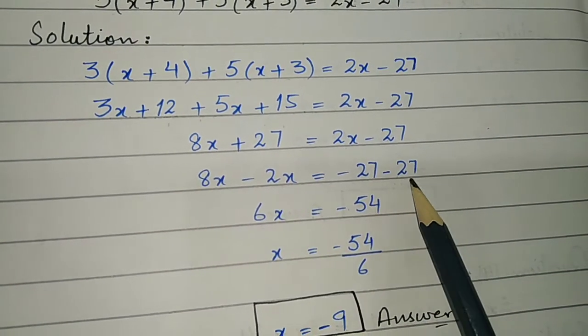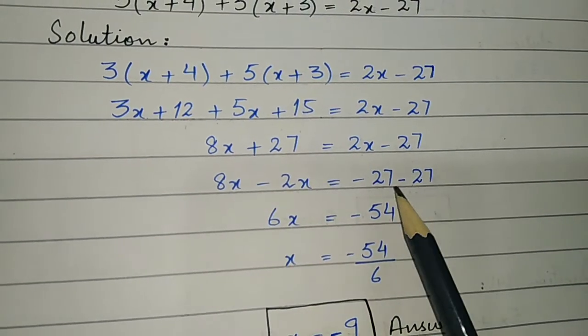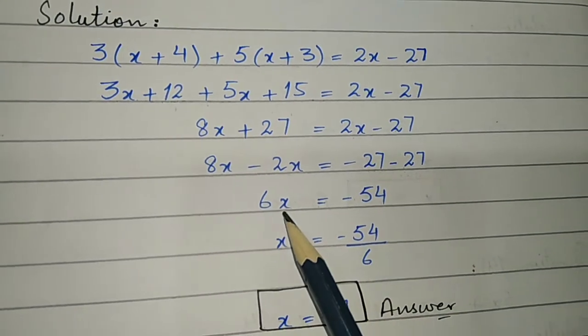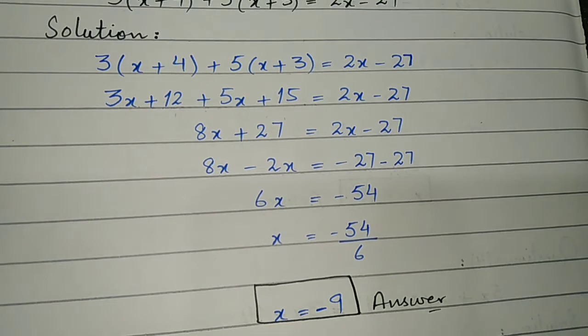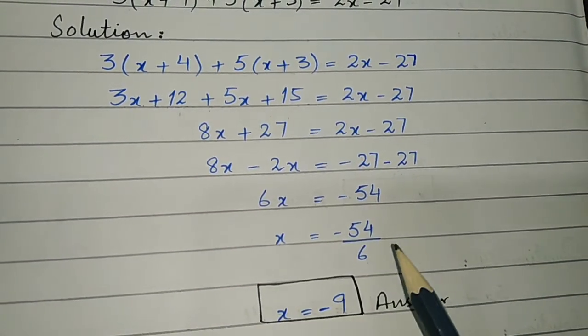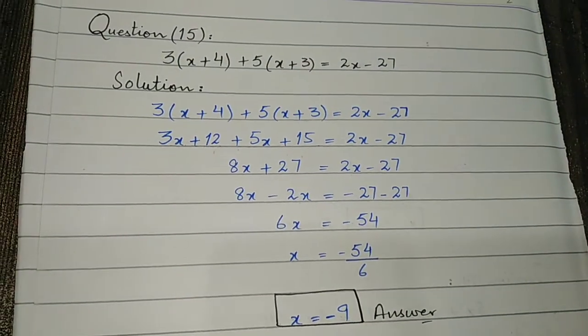So 27 plus 27 is 54, and we take the sign of the larger term. But these two terms are equal, so you have to put the negative sign with 54. So 6 is multiplying with x, so it will be divided on the right hand side: minus 54 over 6, and you will get x equals negative 9 after the cancellation by 6. So negative 9 is the solution set of this equation.